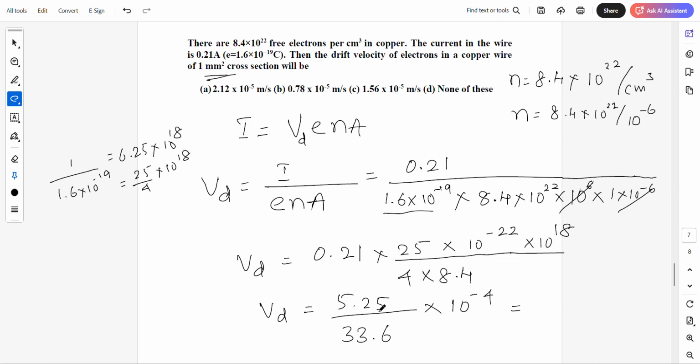You are going to get 0.15, understood? 1.5 I can write, that is equal to 1.56 into 10 to the power of minus 5 meter per second. This is a very easy problem, but here you have to be careful. 5.25 divided by 33.6 will give you approximately 0.15, and again 1.56 is the right answer. You have to do it like this.